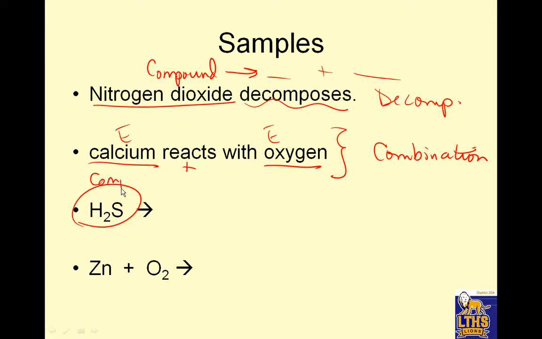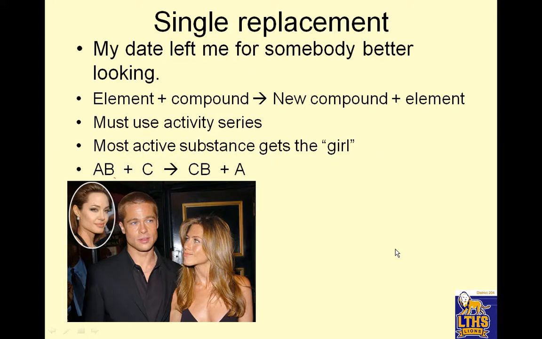This is a compound. How many reactants are there? There's only one reactant, so this is going to be a decomp reaction. Okay. This is 2 reactants. One's an element, the other one's an element, so this is going to be a combination or synthesis reaction. Whatever you want to say, combo or synthesis, it means the same thing. So 2 types of reactions so far, and they're opposites of each other, and you've got to know what to look for. All right, what's the next kind of reaction?